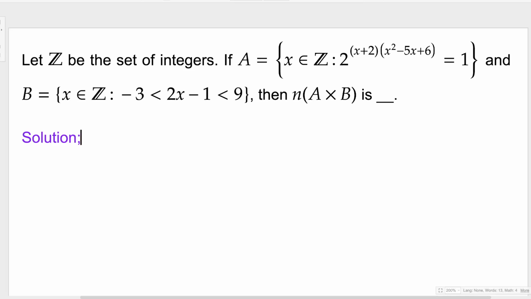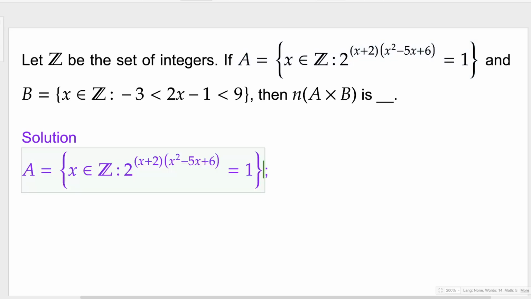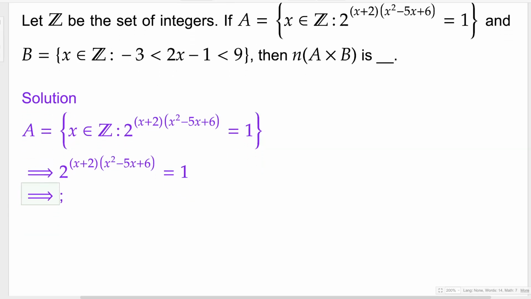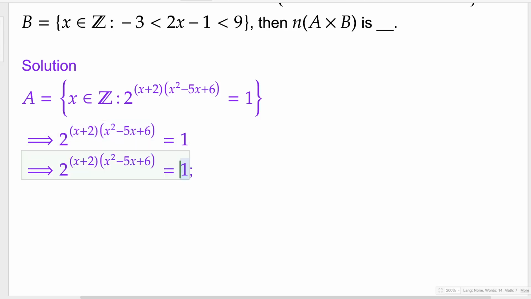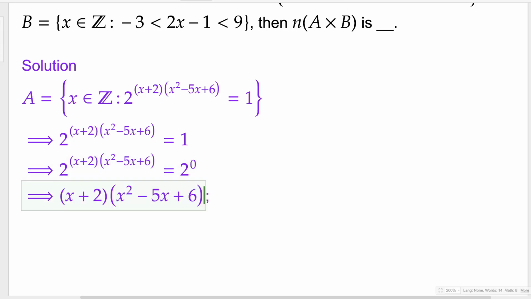Now we can say that for the set A which is given here, I'll just jot it down as it is. We need to resolve this part. Clearly we can observe that this one can be written as 2 to the power 0. And on comparing the exponent, that is x plus 2 times (x square minus 5x plus 6), this will be equal to 0.